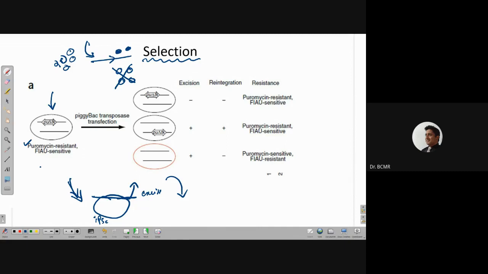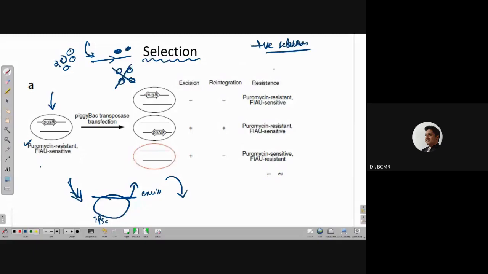So the cells that are transfectants are puromycin resistant. That is positive selection. We are selecting transfectants from non-transfectants. Then upon culturing for a while, they will become induced pluripotent. Then we now have to remove it.